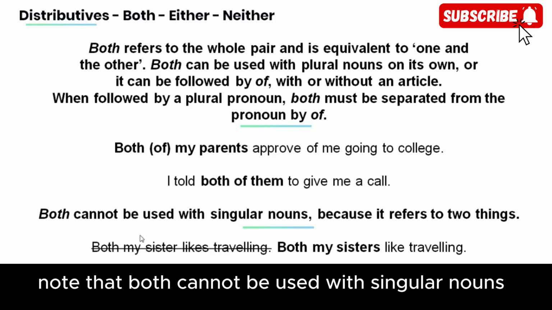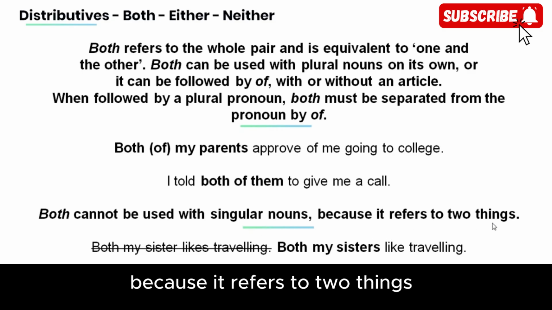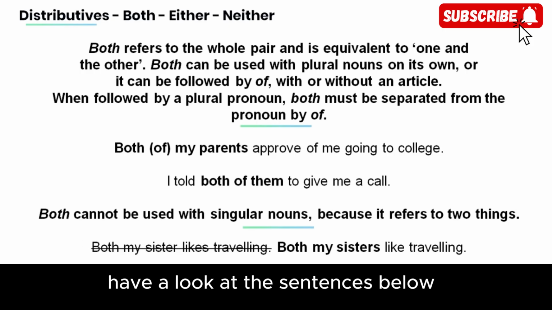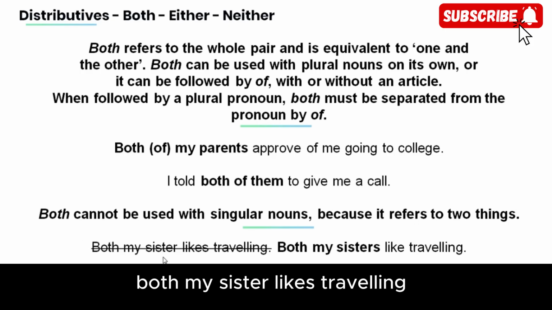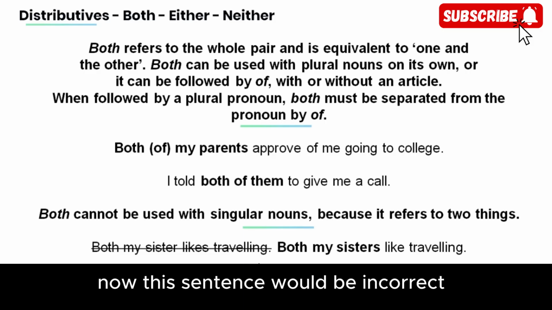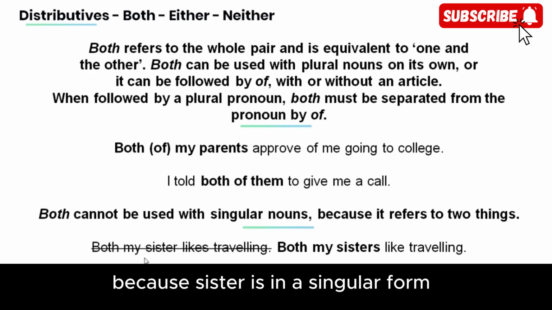Note that both cannot be used with singular nouns because it refers to two things. Have a look at the sentence below. Both my sister likes traveling. Now this sentence would be incorrect because sister is in a singular form.